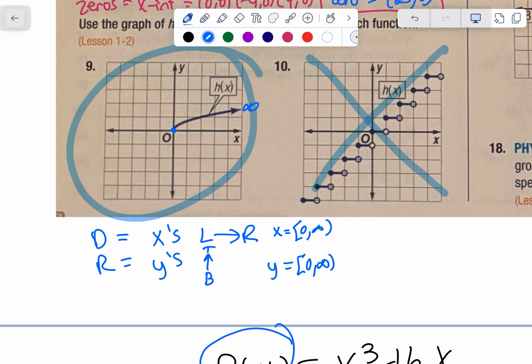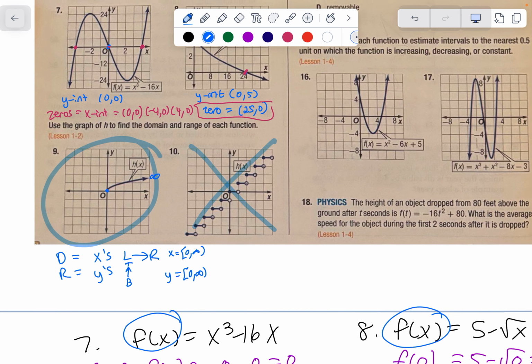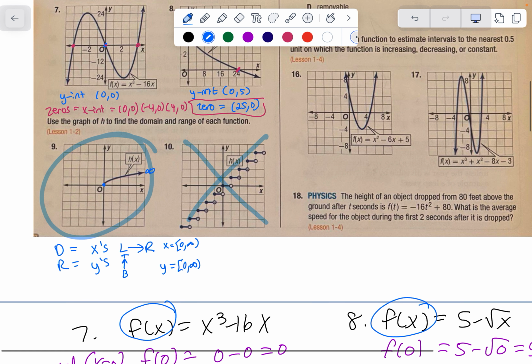The domain, or the x values, go from left to right. The range, or the y values, go from the bottom of the graph to the highest point, the top of the graph. Everybody good with that? And again, we're going to practice one more time tomorrow before the actual test. Okay. Now let's go up here.